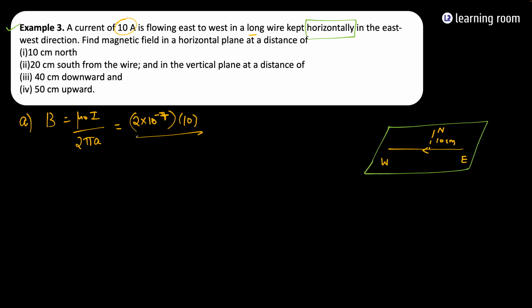So mu naught by 2 pi is taken, I is substituted. A is how much? A is the distance from the current carrying conductor to the point. So how much is that? 10 centimeters. So 10 into 10 power minus 2. 10 and 10 will get cancelled. Answer will be 2 into 10 power minus 5 Tesla. But what is the direction? When they say magnetic field here, they didn't mention it as magnitude because all the points are clearly mentioned. So I'm assuming they're asking us the direction also.